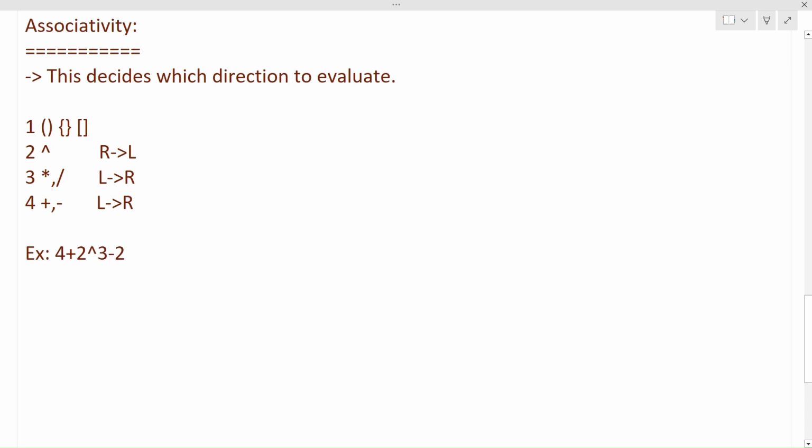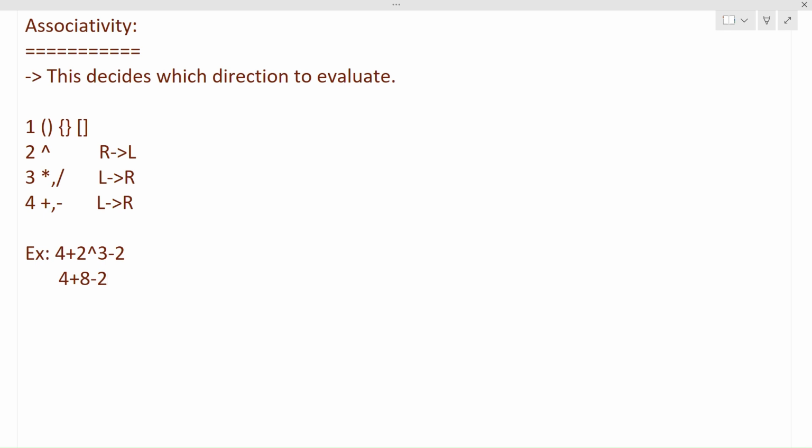For example, let's say this direction is right to left, this is left to right, and this is also left to right. Now let's see in this example, so you will get to understand. Here 2 power 3 is absolutely correct, so here we no need to apply the associativity rule. So 4 plus 2 power 3 is 8 minus 2, and here comes the picture.